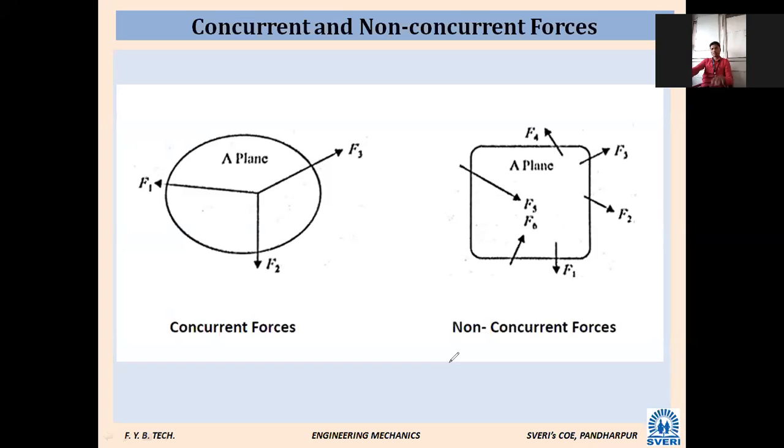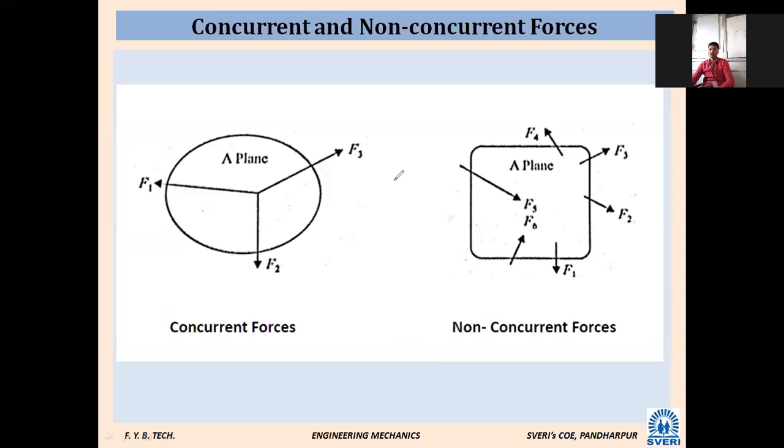In mathematics, this word is familiar: concurrent and non-concurrent. Concurrent circles you might have drawn in geometry, whose center is the same, but the circles have different radii. Similarly, concurrent and non-concurrent.